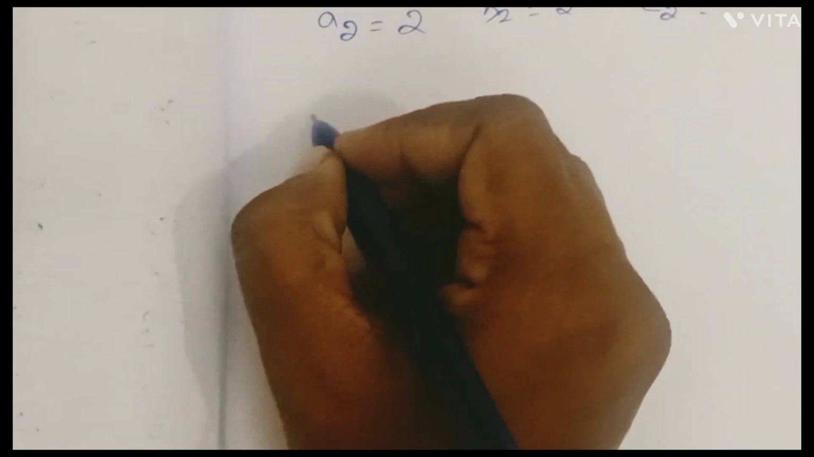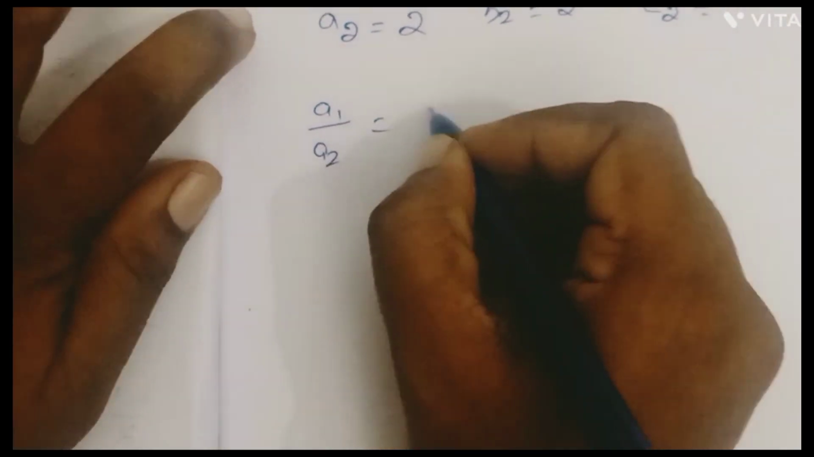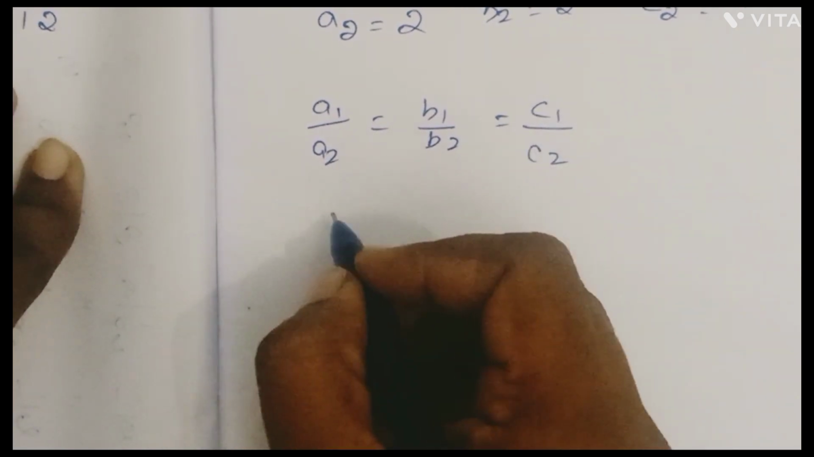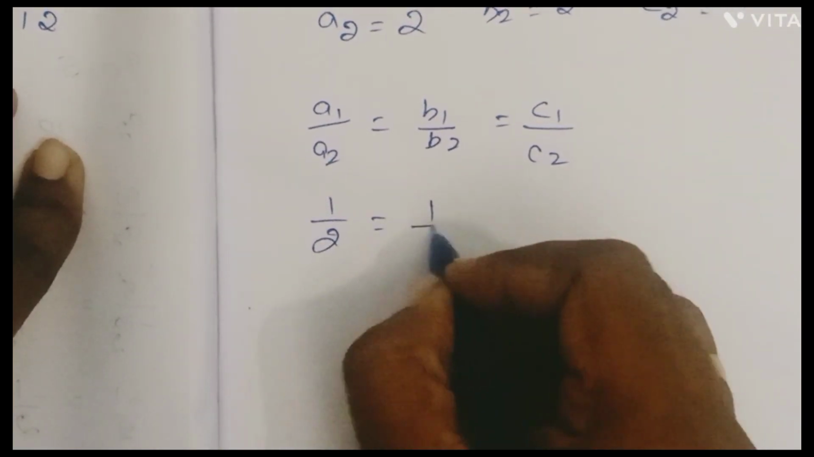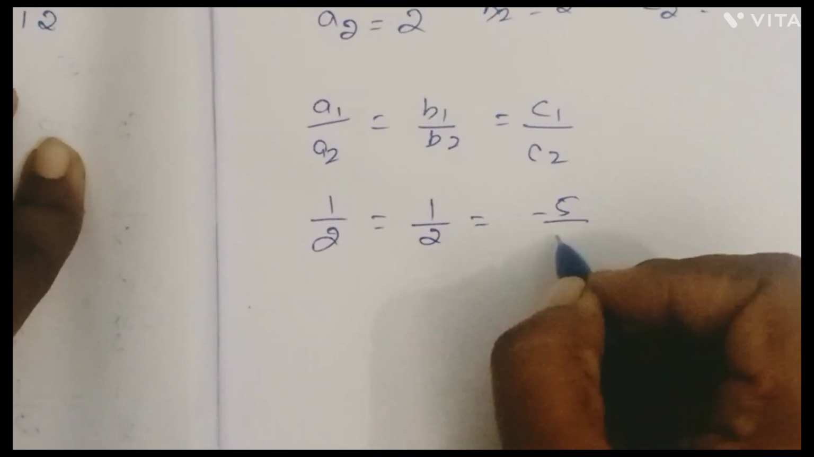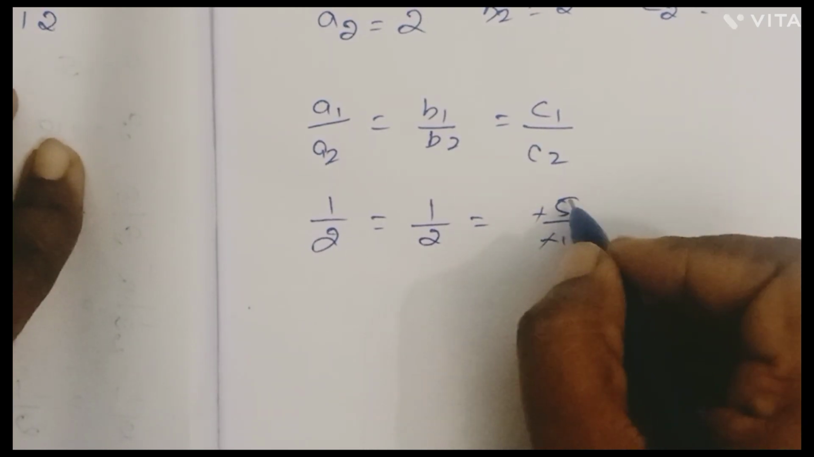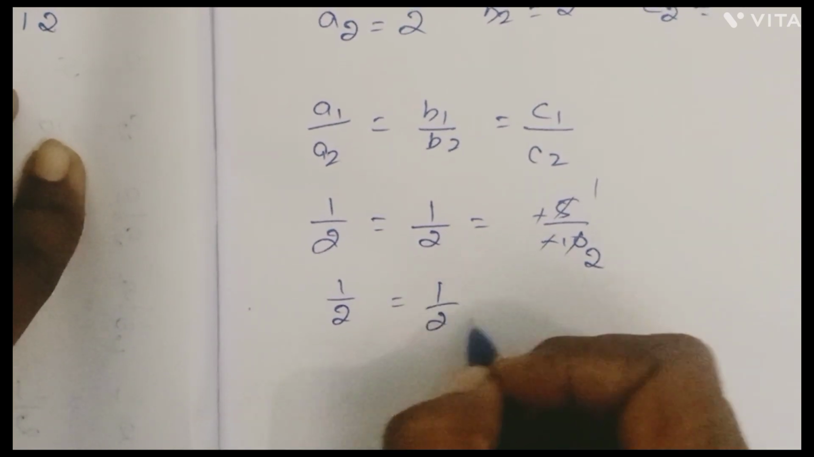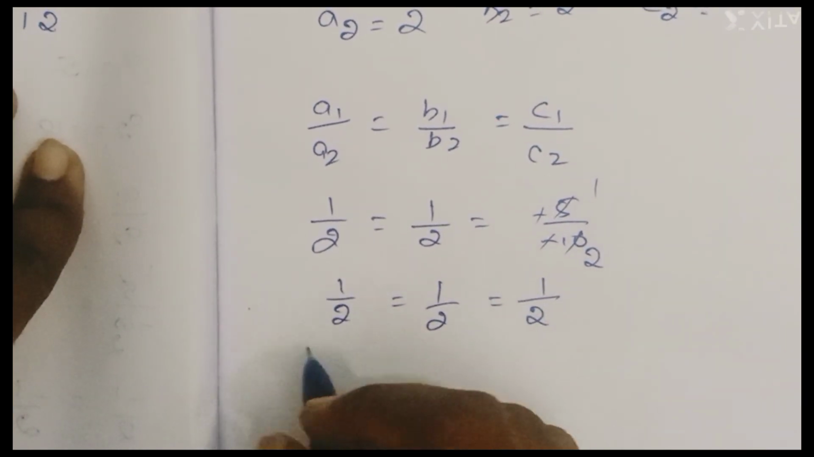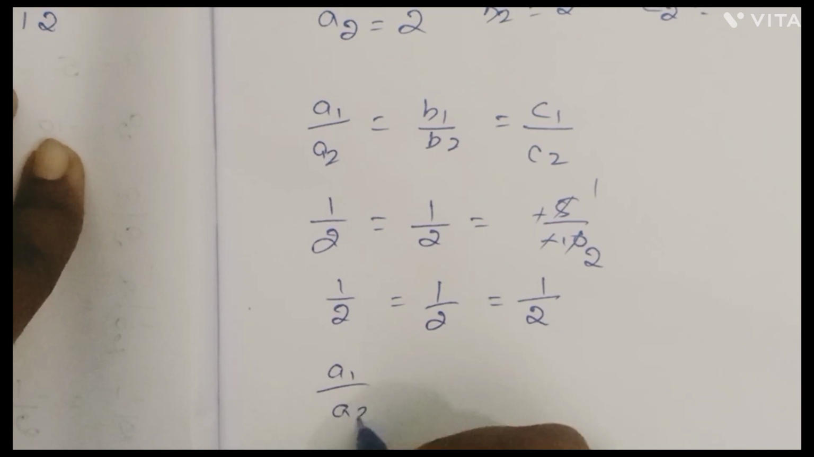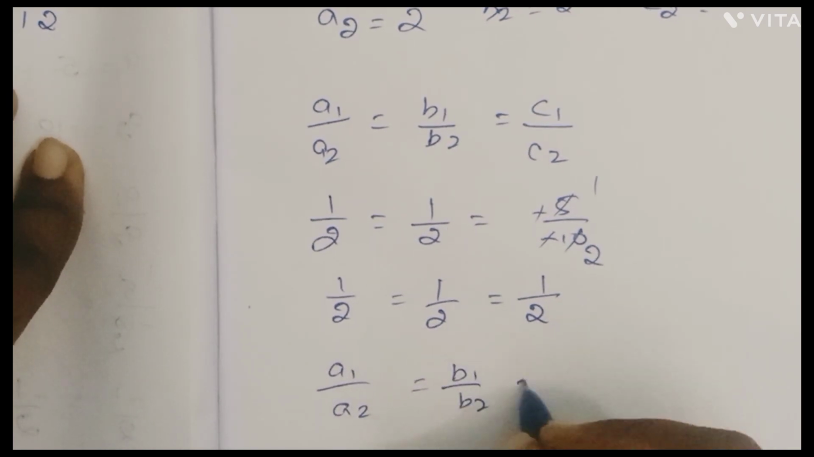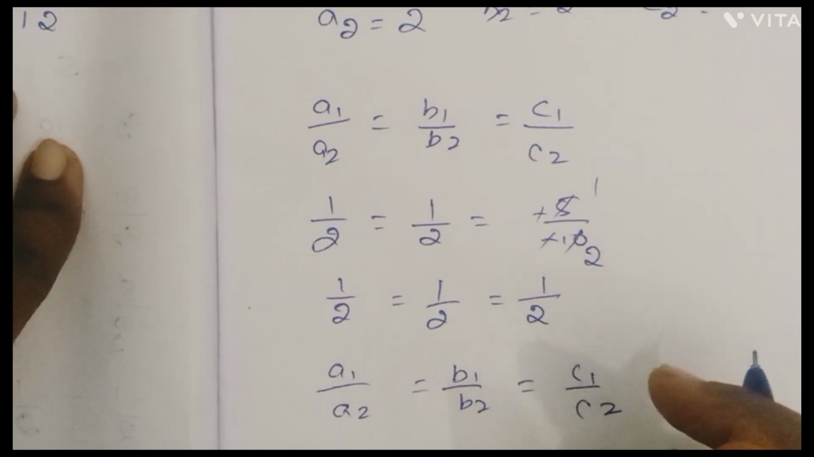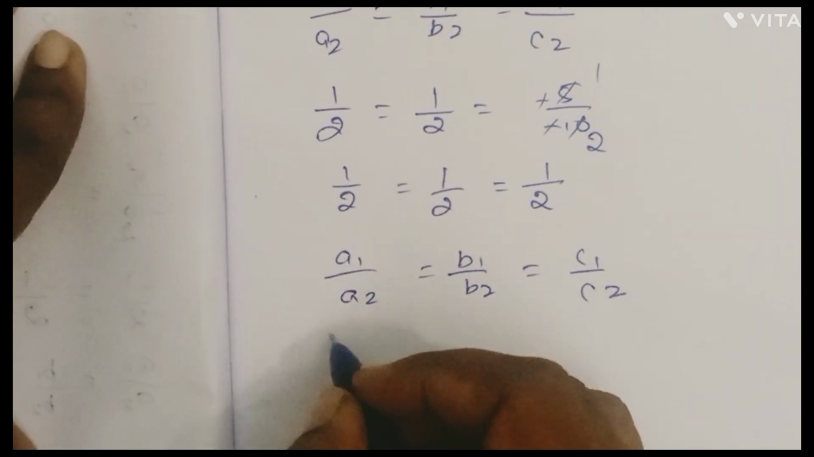Now we have to see whether a1 by a2 is equal to b1 by b2 is equal to c1 by c2. So a1 by a2, 1 by 2, is equal to 1 by 2, equal to minus 5 by minus 10. Minus minus cancel, 5 ones are 5, 5 twos are 10. So 1 by 2 equal to 1 by 2 equal to 1 by 2. That is, a1 by a2 is equal to b1 by b2 is equal to c1 by c2. So we conclude that these two lines coincide.